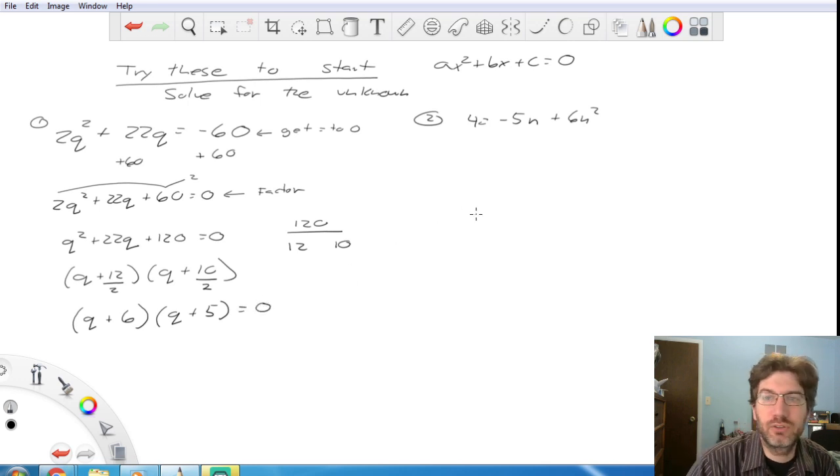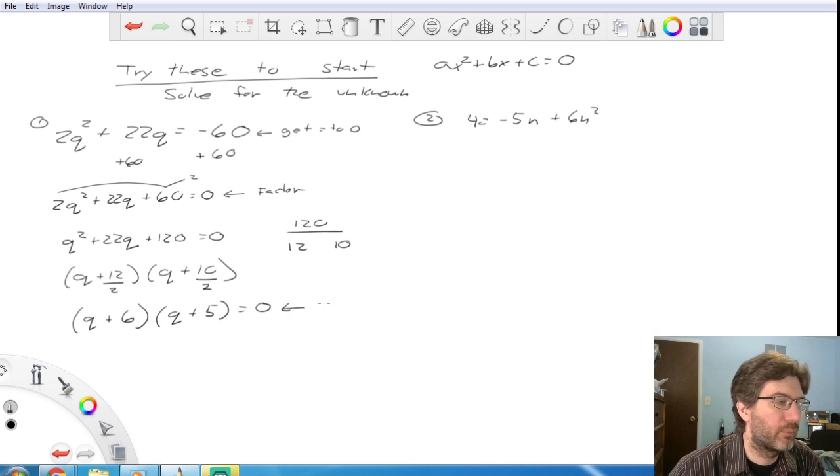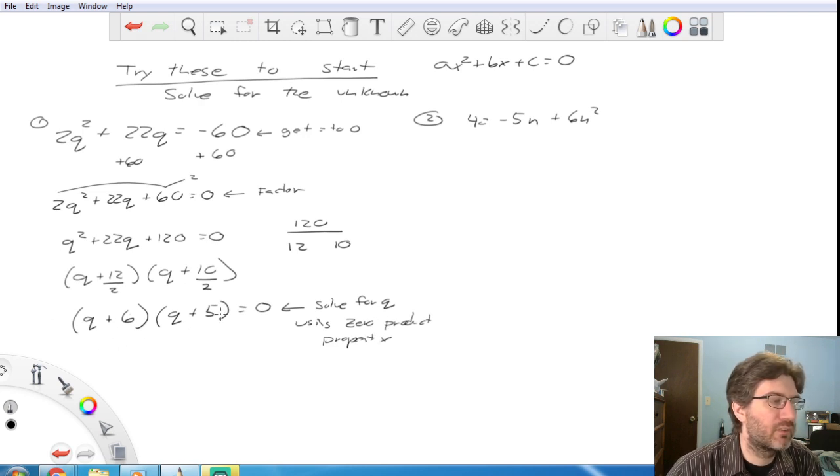Then we're going to use our zero product rule to solve. So this step is solve for q using zero product property. I should write out zero so it doesn't look like an O. And that's going to say, hey, we're going to take each of these little factors, we're going to separate them out and say they're both equal to 0.